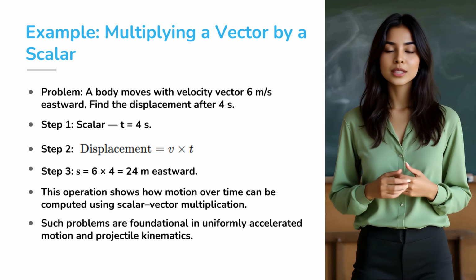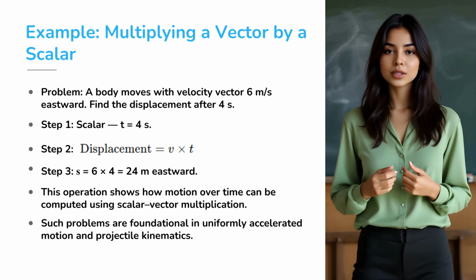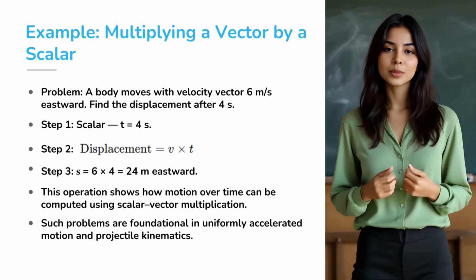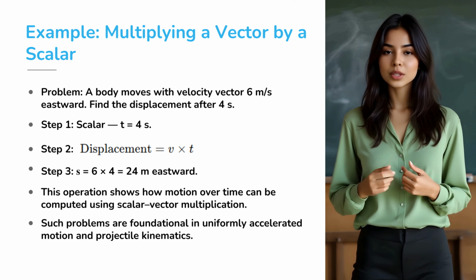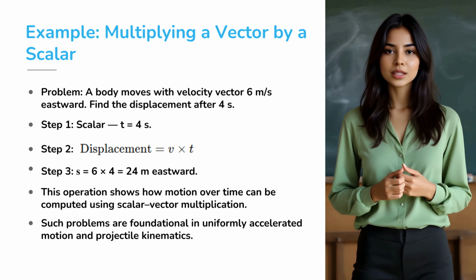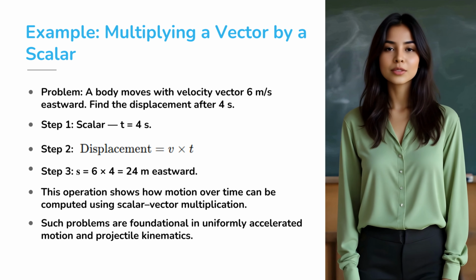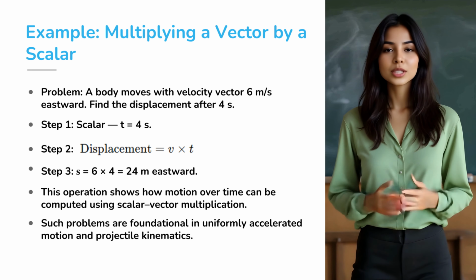Alright, time for an example. Let's test what we've learned. Suppose a body moves with a velocity vector of 6 meters per second toward the east. What is the displacement after 4 seconds? Let's solve it step by step. First, identify the scalar. That's time, 4 seconds.